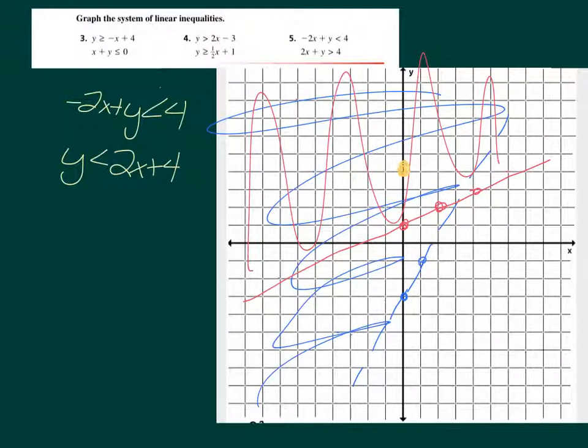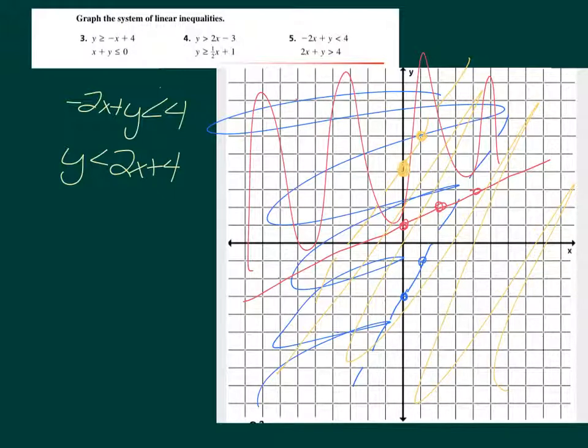What's my slope? 2. Up 2 over 1. Solid or dotted? Dotted. Dotted line. Again, I apologize, it's busy. Above or below? It's below. So the orange is the only one we care about right now, not the red or the blue.